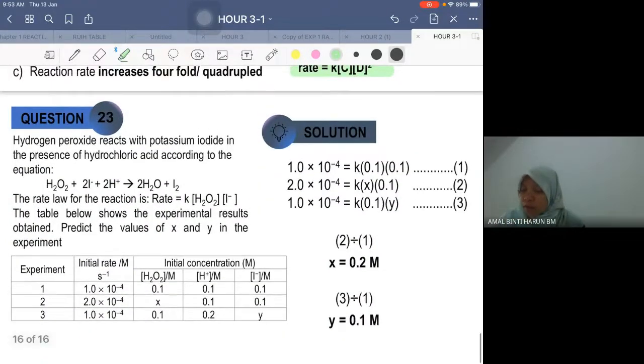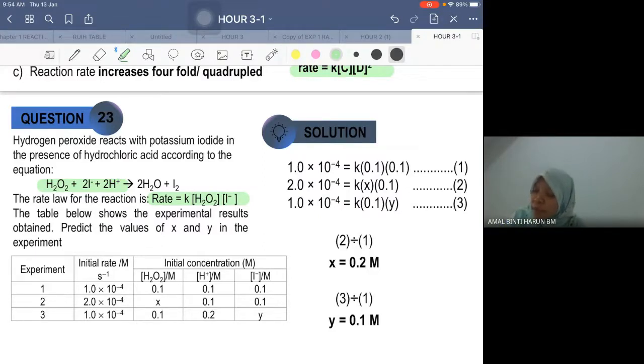23. Look at question 23. The rate law for the reaction. Given the rate law, the table below show the experimental. So, okay. Ini ada tiga apa benda? 3 reactant. Tetapi dalam rate law dia ada hydrogen peroxide dan iodide saja. H plus tak ada. Meaning that it is zero order for the H plus, right? And first order respect to hydrogen peroxide and iodide.